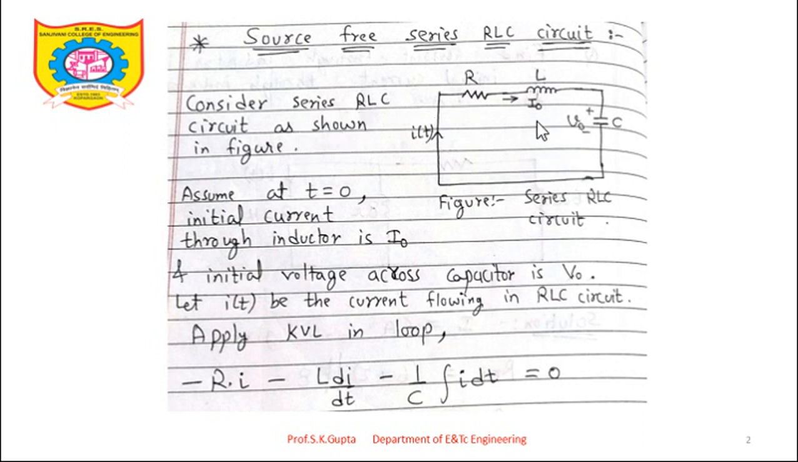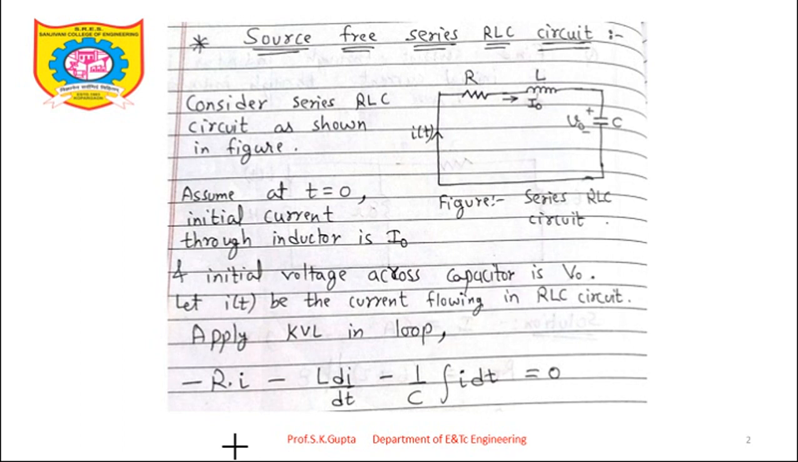Assume at time t equal to 0, initial current through inductor is I naught and initial voltage across capacitor is V naught. I will assume that current in the RLC circuit is i of t. Now with the help of KVL, I will try to find out the second order differential equation. So this is the direction of current i of t, with plus minus polarities across each element.